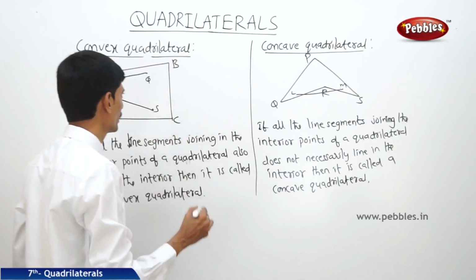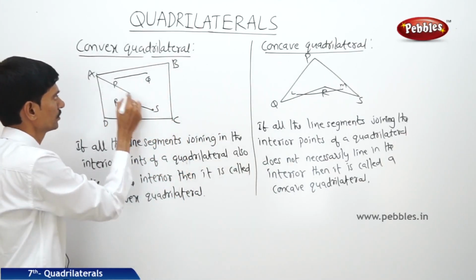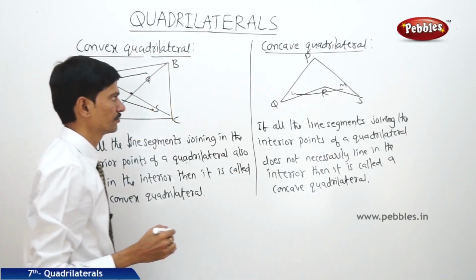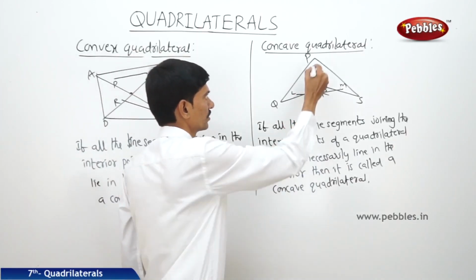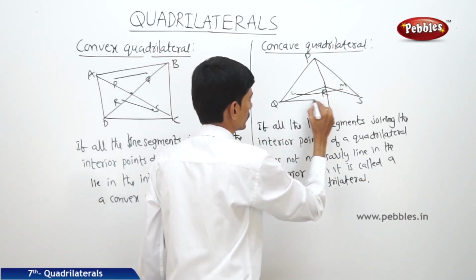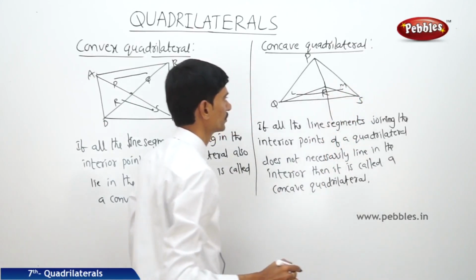Now if you join the diagonals of a convex quadrilateral, the two diagonals intersect in the interior, and if you draw the diagonals of the concave quadrilateral, they will meet in the exterior of the quadrilateral.